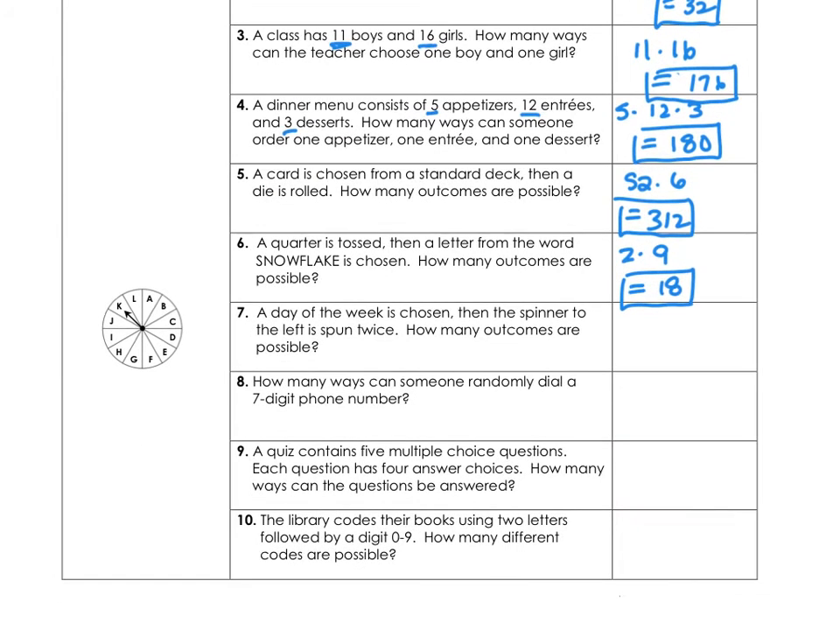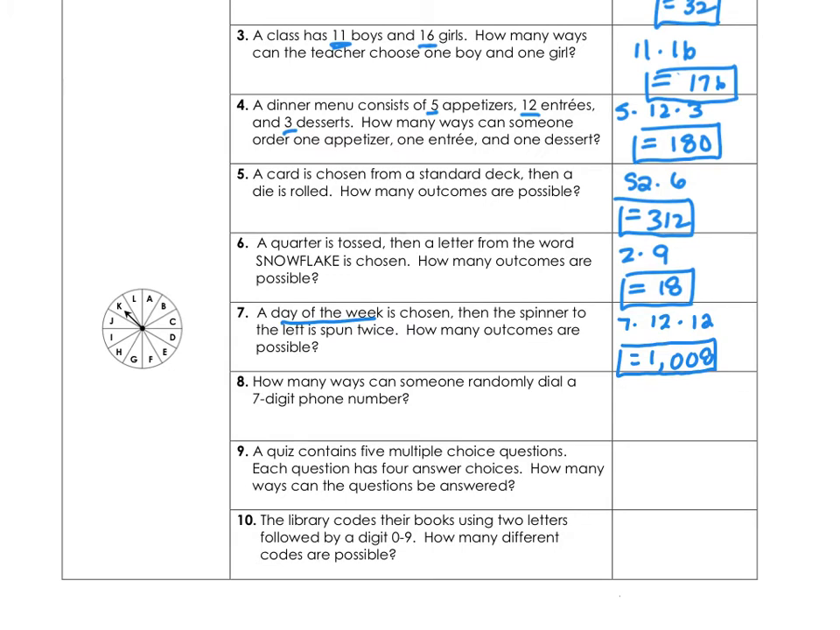A day of the week is chosen, then the spinner to the left is spun twice. How many outcomes are possible? Okay, so we have 7 days of the week, and it looks like on that spinner there are 12 letters, and then we have to do it twice. So 7 times 12 times 12, and we get 1,008 possibilities. Those are how many outcomes. So day of the week, that's 7, and then the spinner is twice, so 7 times 12 times 12.